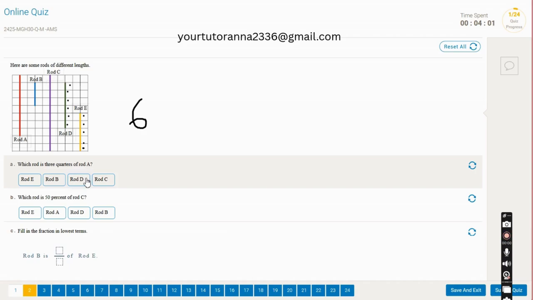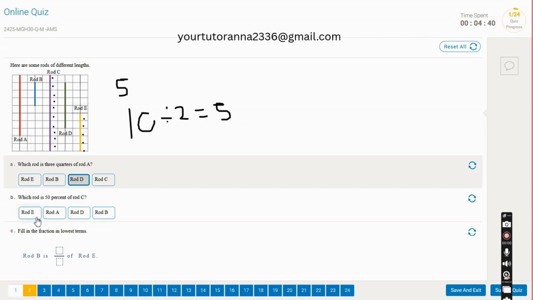What is 50% of rod C? Now 50% means half. So let's check how many blocks rod C is, and 50% of that is what we're looking for. 1, 2, 3, 4, 5, 6, 7, 8, 9, 10. Half of 10 is 5. You can also divide by 2. Remember, whenever we're halving something, we're dividing it by 2. So 5. Where is 5? 1, 2, 3, 4, 5.